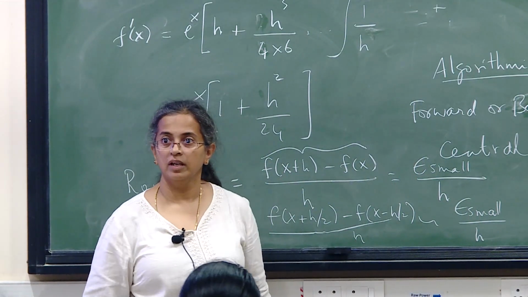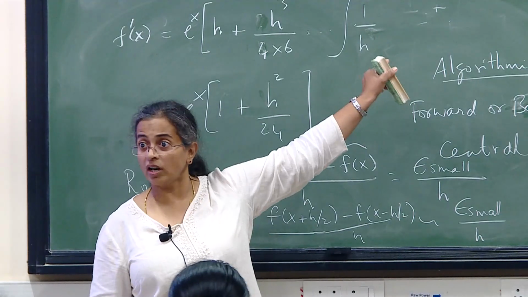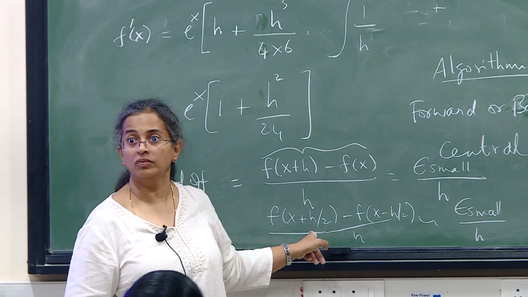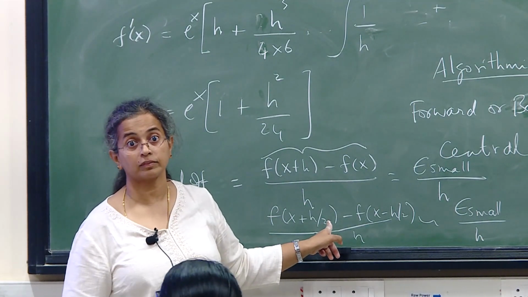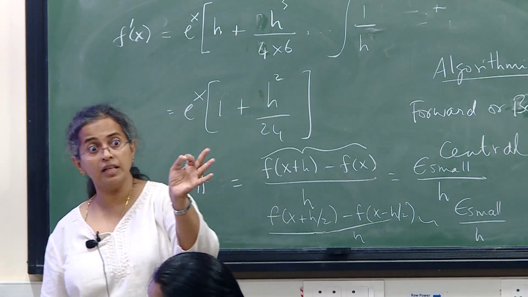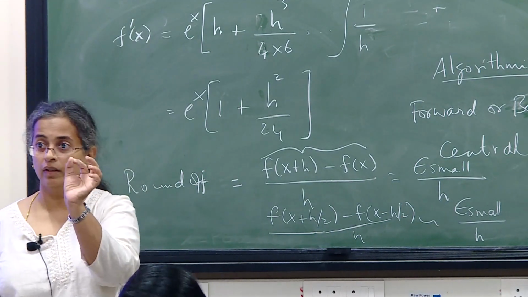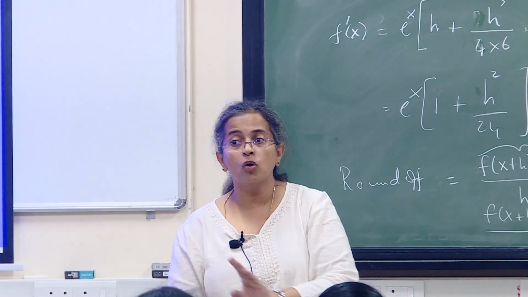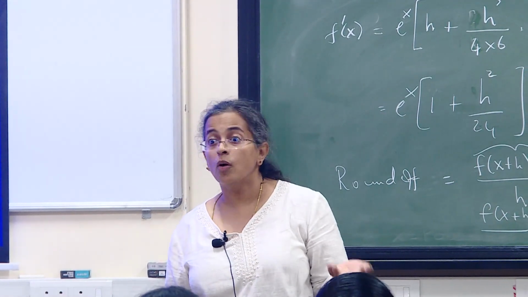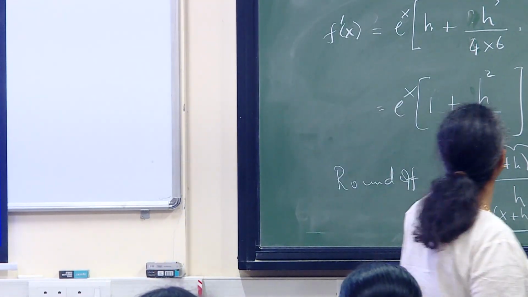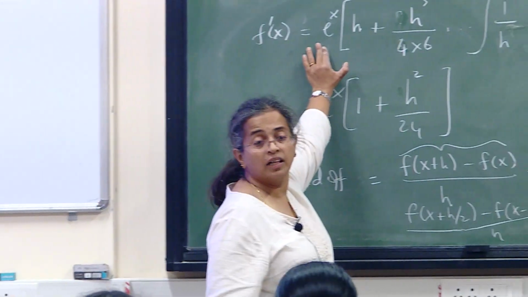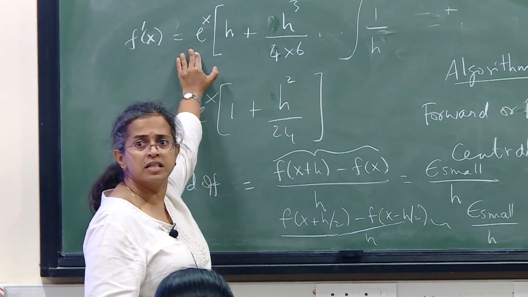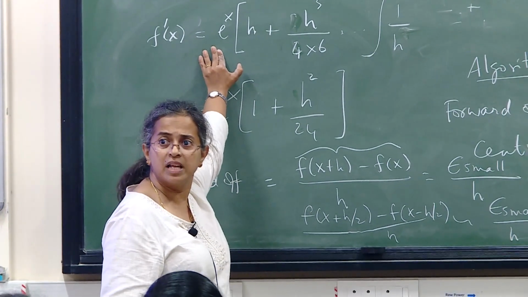So you see, as I decrease h, the algorithm improves, but round off starts to grow. So there is certainly some sweet spot where you will balance the two, and that is the lowest h you can take. How do you find that out? Well, it's very simple. You know the exact answer. For any x, I know the exact answer is e to the x. The answer is the e to the x derivative.